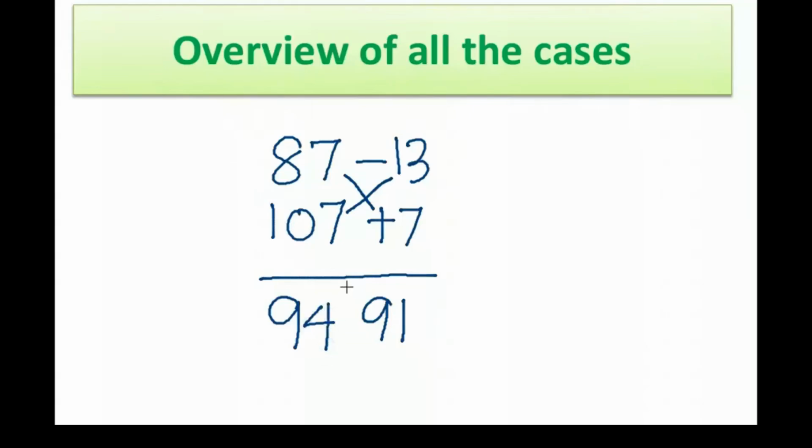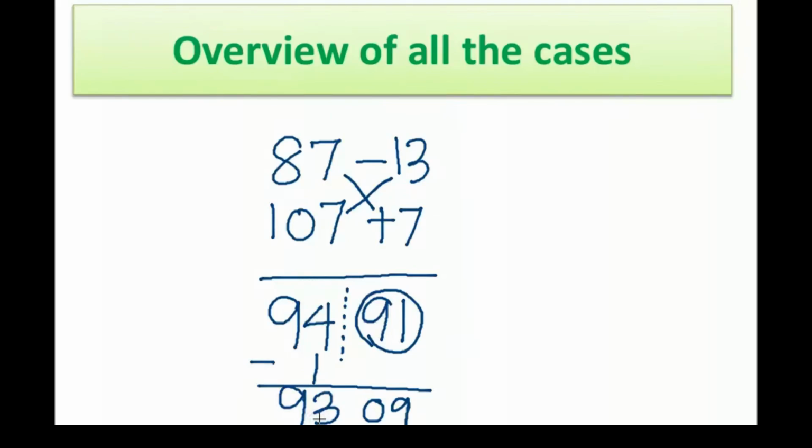Now since this is a case where one is more and one is less, what we will do is subtract 1 from here and find out the complement of 91. That is how much less 91 is than 100, than the base. That is, it is 9 less than 100. So I can write here 09, because I want always two digits, so 94 minus 1, which gives me 93. So the answer is 9309. This is the third case. Let's see the next case.